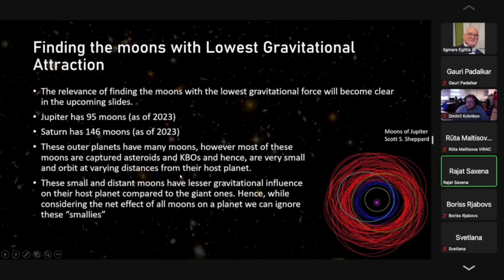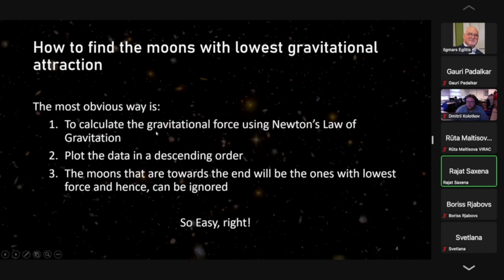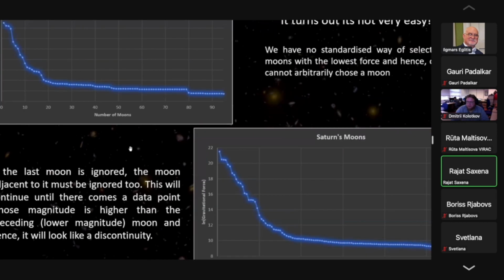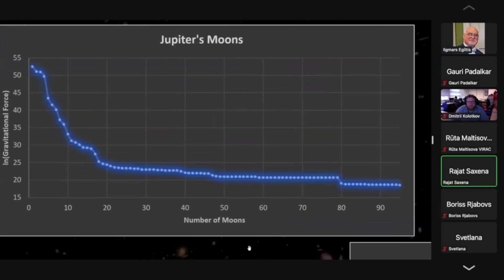So how do we find these moons with the lowest gravitational force? So the most obvious way would be you calculate the gravitational force using Newton's law of gravitation, plot the data in a descending order, and the moon that is at the end will be the lowest force moon, right? And we will just ignore it. So it seems very easy, but it turns out it is not that easy. So I'll explain why it's not easy with an example.